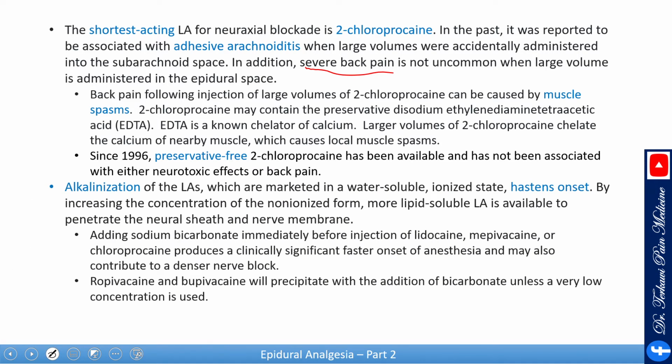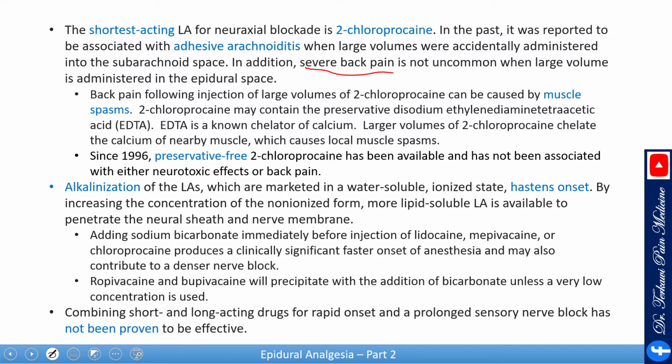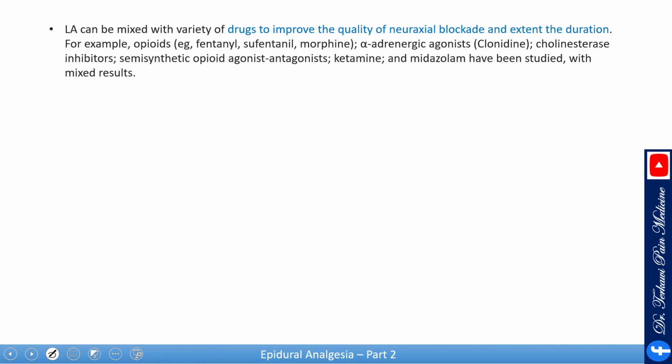Alkalinization of local anesthetic, which is marketed in a water-soluble ionized state, hastens onset by increasing the concentration of the non-ionized form. More lipid-soluble local anesthetic is available to penetrate the neural sheath and nerve membrane. Combining short and long-acting drugs for rapid onset and prolonged sensory nerve block has not been proven to be effective. Local anesthetic can be mixed with a variety of drugs, including opioid, clonidine, midazolam, and ketamine.